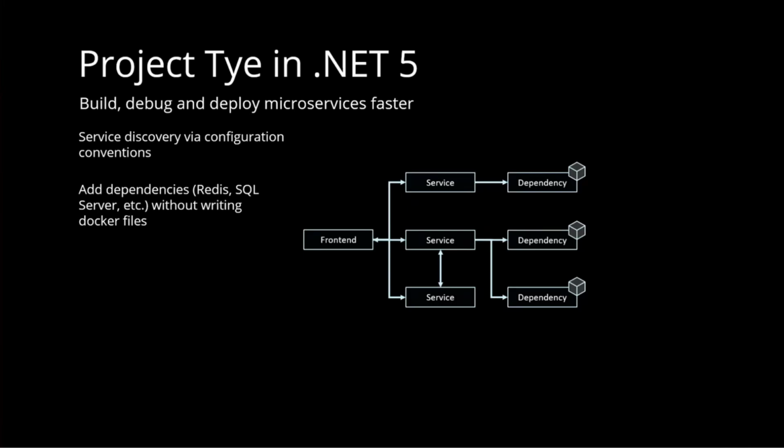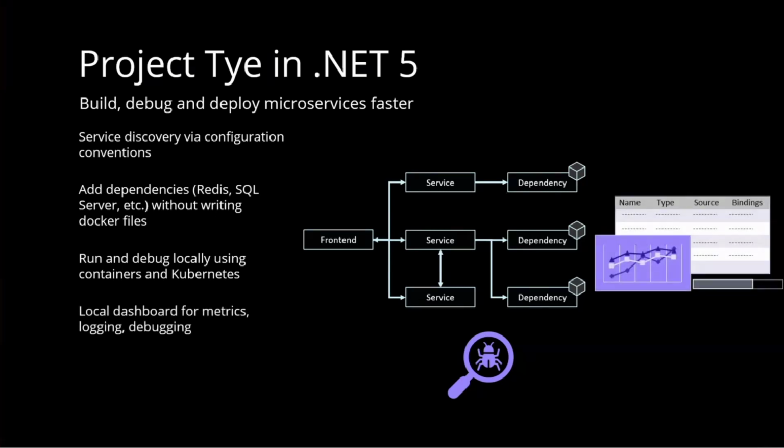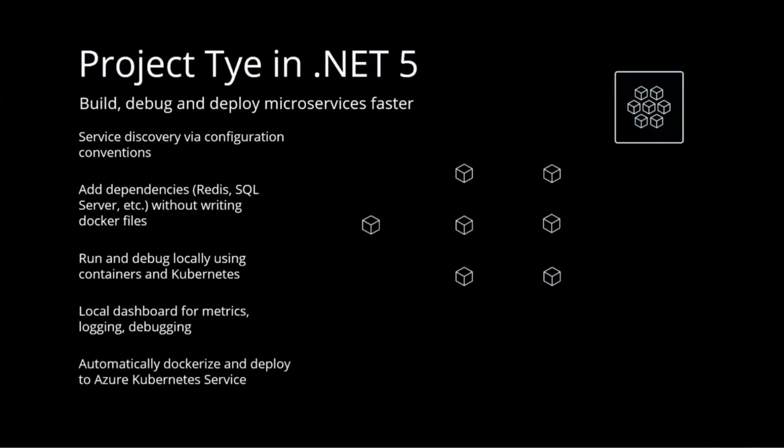You get configuration conventions that you can reference in Tye that will automatically bring together your microservices so they can work together. Add references to things like Redis, SQL Server, what have you, without having to build new Docker files. Like I said, run, debug locally using containers, Kubernetes, and when you're ready, you can deploy to Azure Kubernetes Service. It's all set and ready to go.